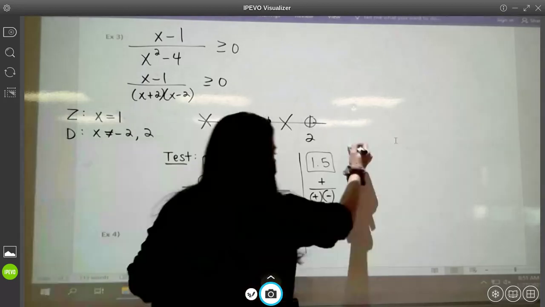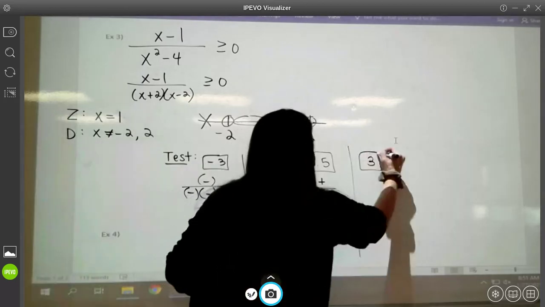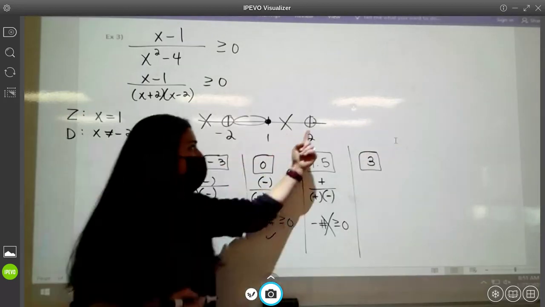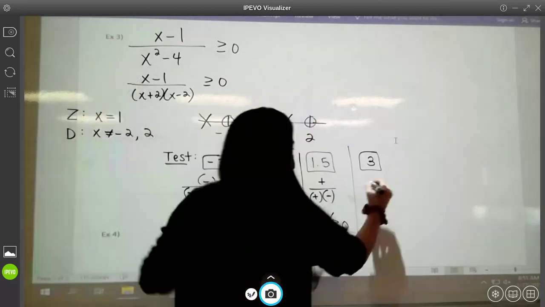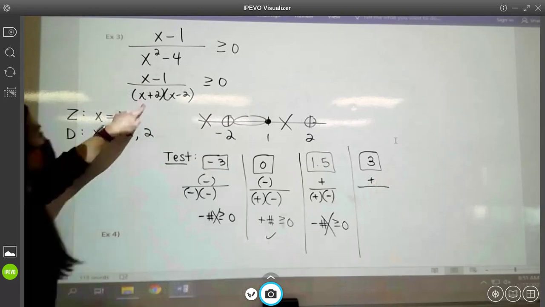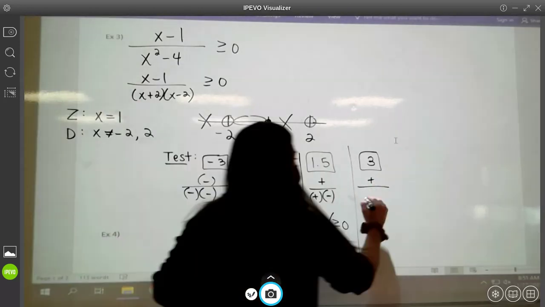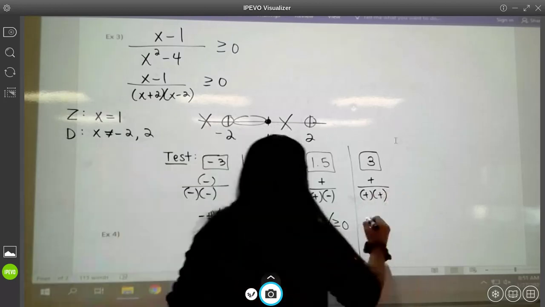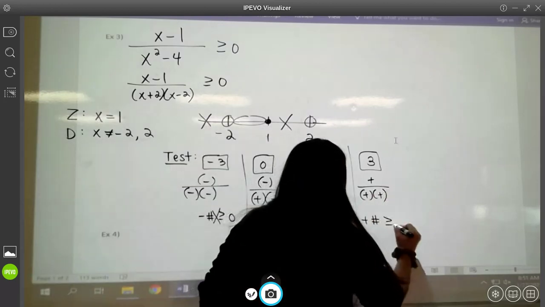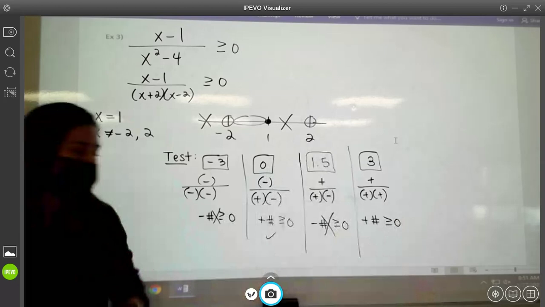And then last, I'm going to test 3. But again, we know this was not a bounce, so it should cross and go back to a positive. All right, we're going to get 3 minus 1 is positive, positive, positive. Positive over a positive is going to be a positive number. And will a positive number be greater than or equal to 0? Totally. These are good guys.